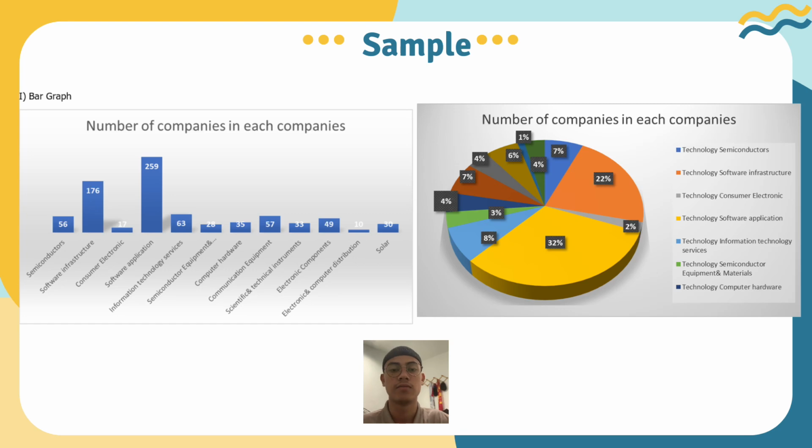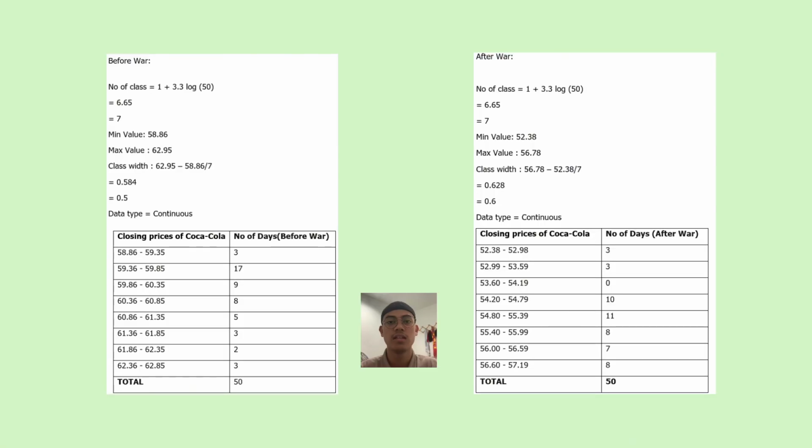Here we have a bar graph and a pie chart illustrating the distribution of companies across the technology sector. The bar graph shows the number of companies per industry, while the pie chart highlights the percentage share of each sector. Software application and infrastructure dominate the sector, accounting for over half of the total companies. Now let's return to the quantitative data and examine the frequency distribution of Coca-Cola stock price.